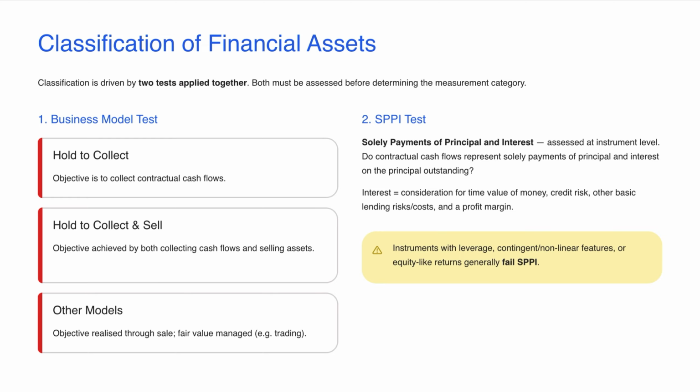But the business model is only half of the decision. We also have the second test, SPPI. That stands for Solely Payments of Principal and Interest. The question is whether the contractual cash flows represent solely payments of principal and interest on the principal outstanding. And remember what IFRS 9 means by interest. It includes consideration for the time value of money, credit risk, other basic lending risks and costs, and a profit margin. So don't simply look at the name of the instrument. Look at the contractual cash flows. That is where the classification decision begins.